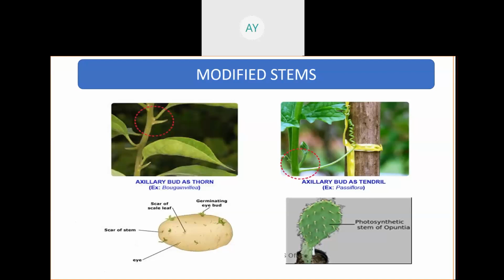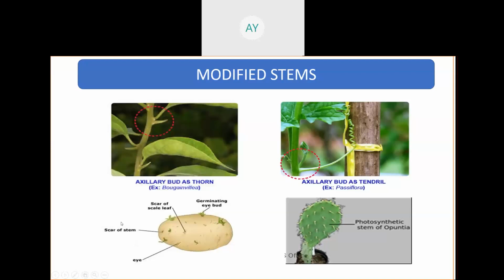Next is where the whole stem is greenish in color. There is no leaf, so the whole stem is going to do the process of photosynthesis in case of Opuntia, cactus. So these are the different modifications of the stem, because generally stem is not going to synthesize food. So this is the exception, that stem is going to do the process of photosynthesis.